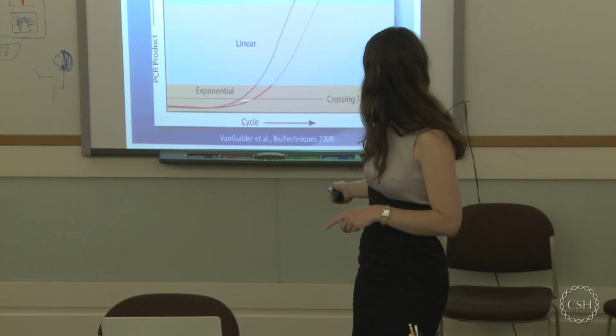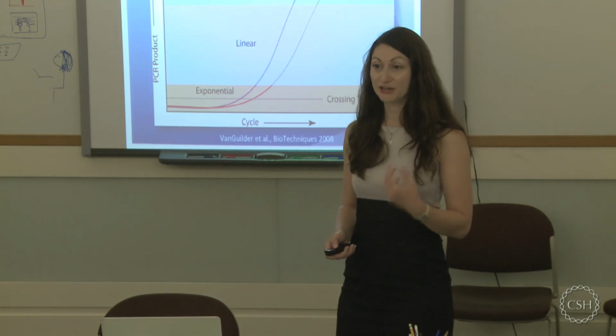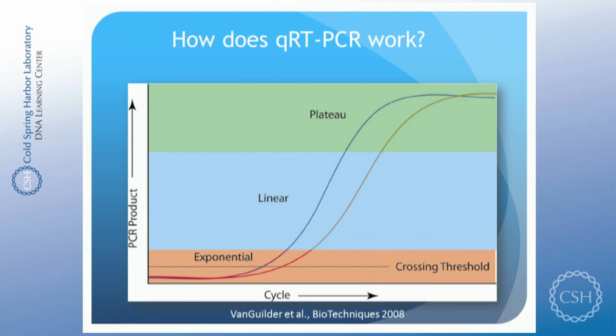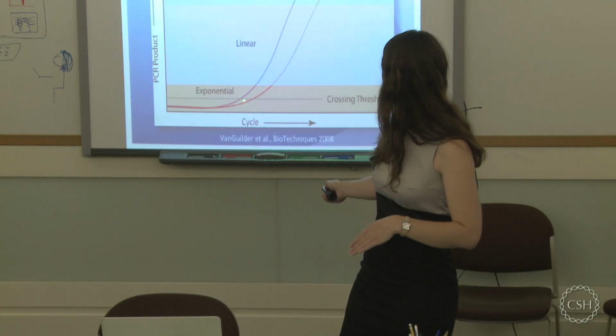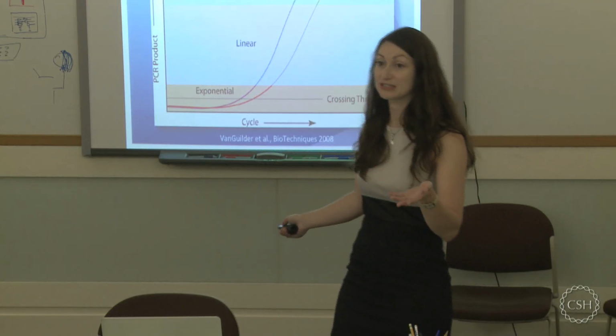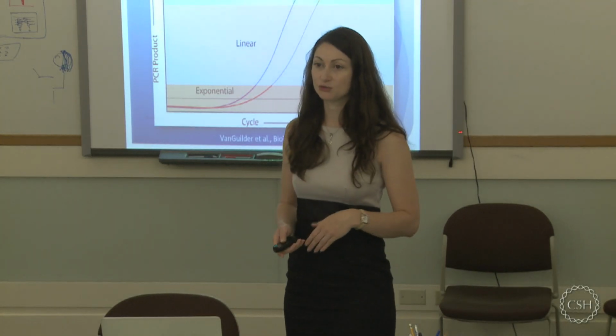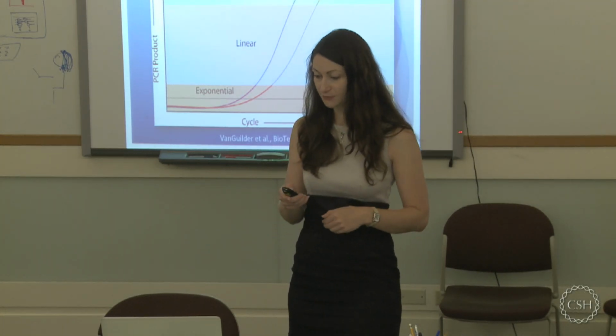And there's a relatively arbitrary set threshold, which is just defining what is actually a product here and what's noise, what's background. And as soon as your product is reaching this threshold, the cycle where it reaches this threshold is called the CT value, and that's what you actually use for calculations afterwards.